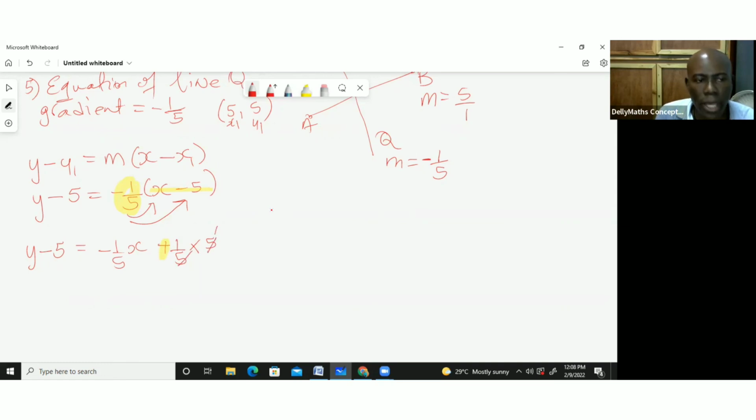If you're wondering how we get the positive, let me show you again. -1/5 multiplied by -5: a negative and a negative becomes a positive. So the 5 cancels itself here. -1 times -1, we end up with 1. So it's a positive 1. Hence, we have this positive right there. Now let's write y minus 5 is equal to -1/5 x plus 1. To get rid of that -5, we add 5 to both sides. The equation of the line Q is y equals -1/5 x plus 6.